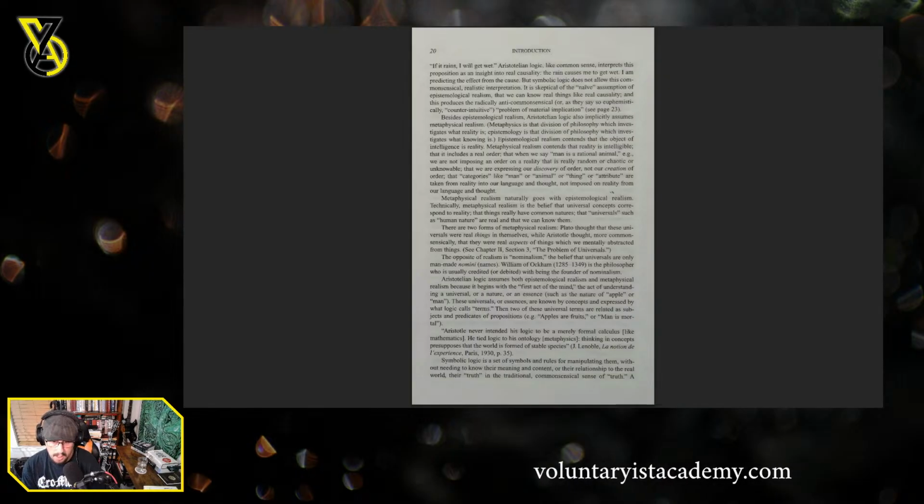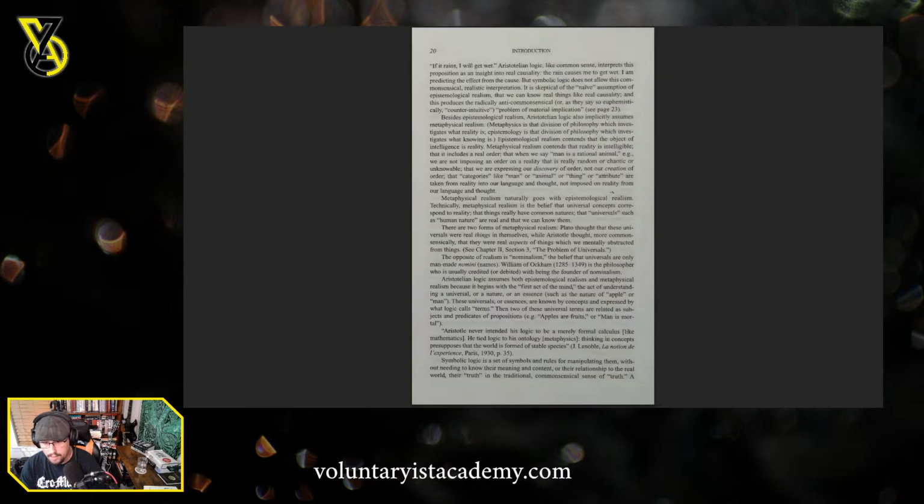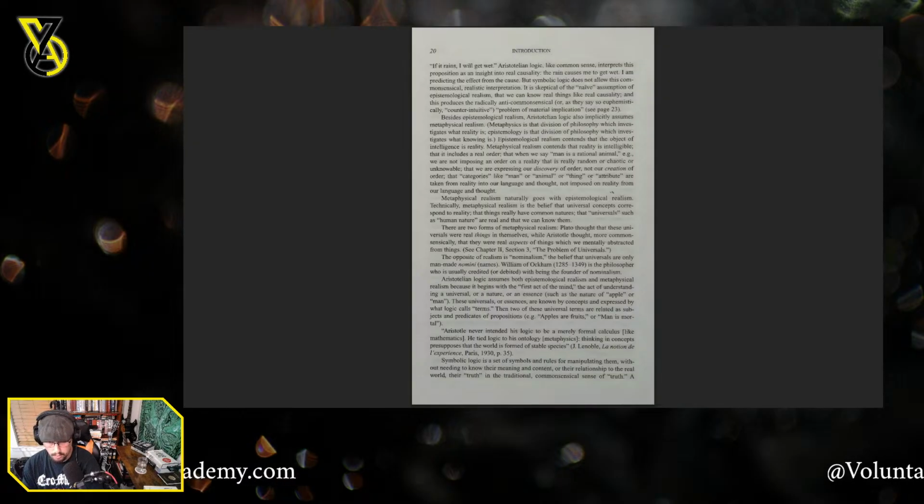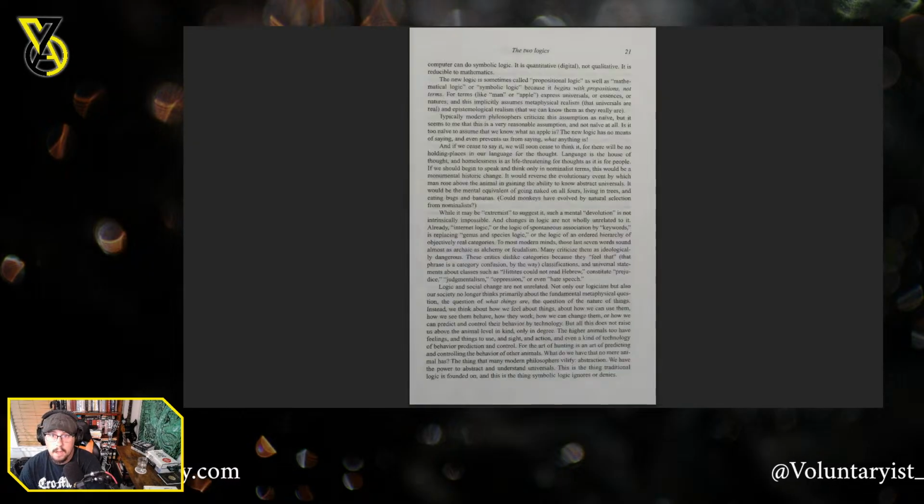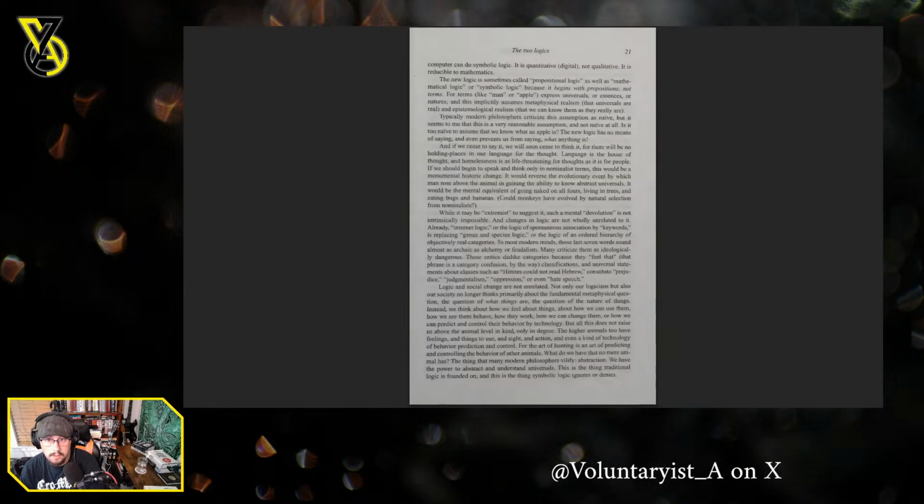Symbolic logic is a set of symbols and rules for manipulating them. Okay? The rules for manipulating the symbols without needing to know their meaning or content or their relationship to the real world. Their quote-unquote truth in the traditional commonsensical sense of quote-unquote truth. A computer can do symbolic logic. It is quantitative, meaning digital, not qualitative. It is reducible to mathematics.